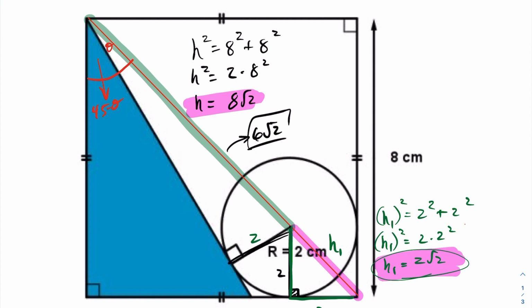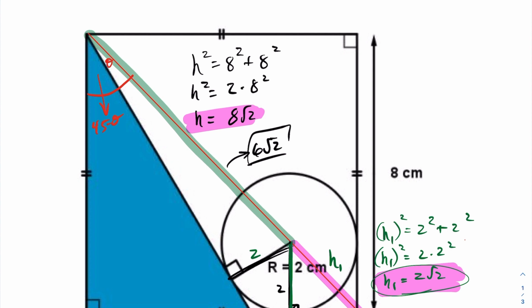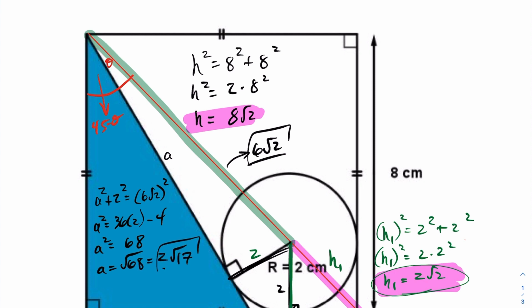So now I've got two legs of this. I've got one leg of the triangle and the hypotenuse. I can go ahead and find this leg of the triangle here. Again, using Pythagorean theorem, I'll label this with an a. I know that a squared plus 2 squared must equal (6 root 2) quantity squared. So this becomes 36 times 2 minus 4. I get a squared is 68. Taking my square root, I get root 68, which is also 2 root 17. So I now know this leg right here will be 2 root 17.